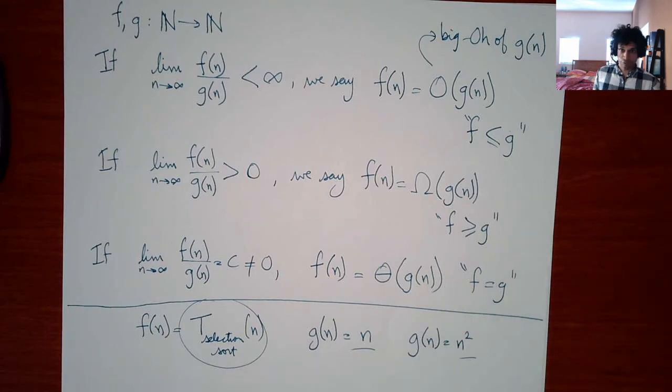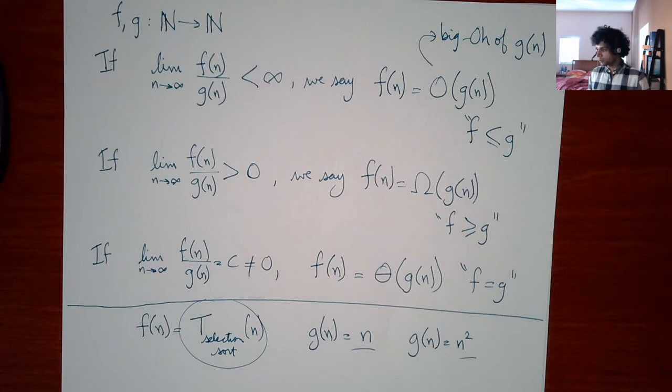And if the limit is infinite, then we know that actually t of n is larger than g of n. We can take the limit with n squared and see: is this limit going to be infinite, is it going to be a constant, or is it going to be 0? This is under the assumption that these limits exist.